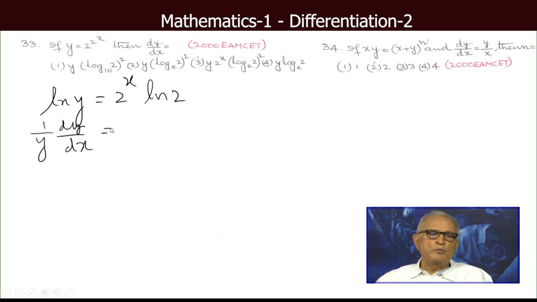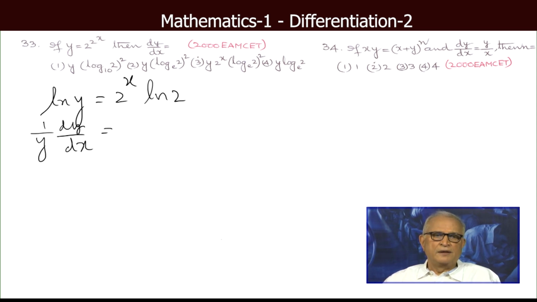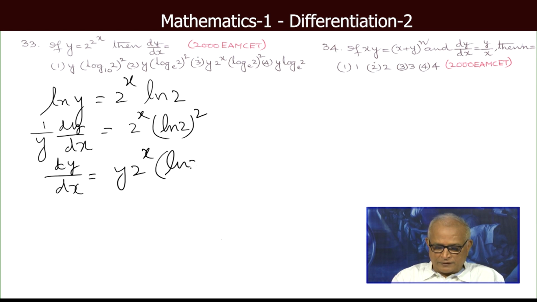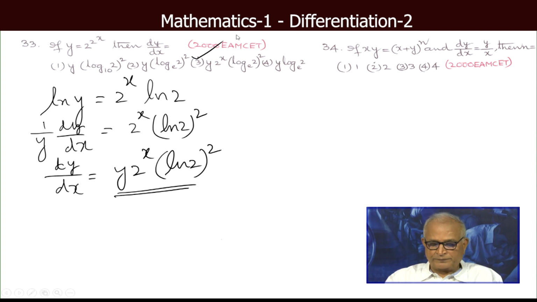What is the derivative of 2 power x ln 2? ln 2 is constant, so the derivative of 2 power x is 2 power x times ln 2. So the right hand side will be 2 power x into ln 2 whole square. Therefore dy dx is y times 2 power x into ln 2 whole square. Simple question. So that is the third option. Log 2 to the base n, ln 2 na okate.